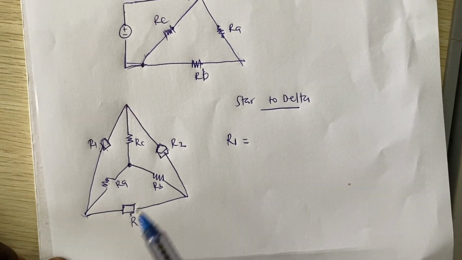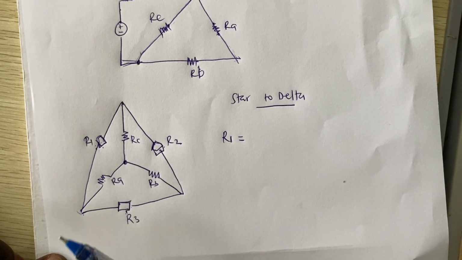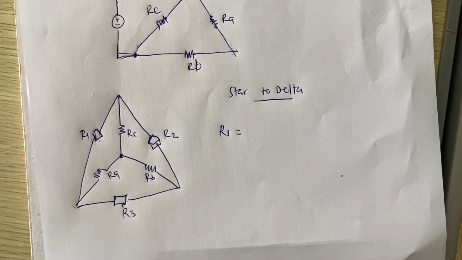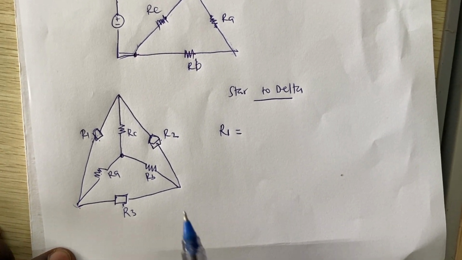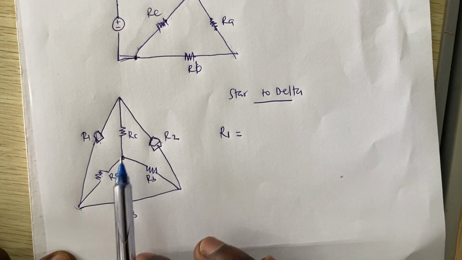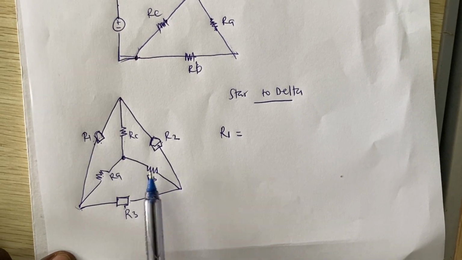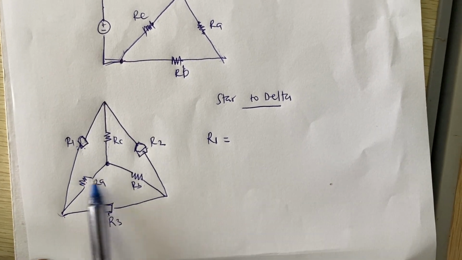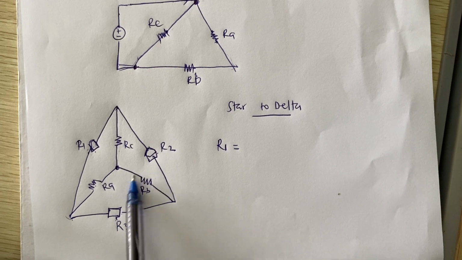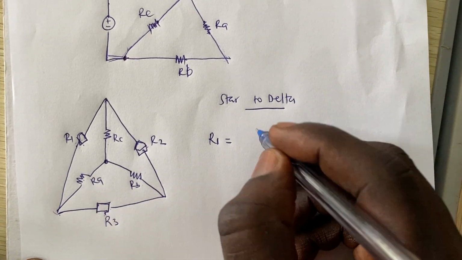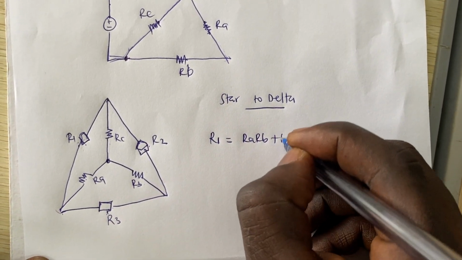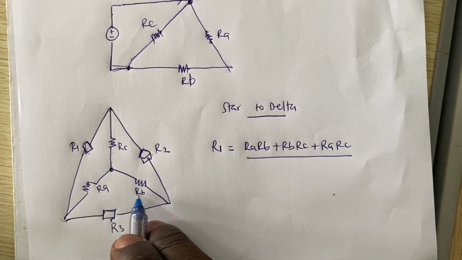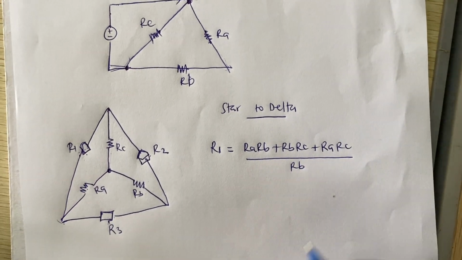So when you take R1, you have to multiply RA by RB, RB by RC, and RC by RA, right? So when you add them up, then you divide it by the resistor that is opposite to what you are finding, right? So when we look at this star connection, the RB is opposite to the R1, which we are finding, right? So after we found the addition of the multiplication, we have to divide it by this single element, right? So to find R1, we are getting RA RB plus RB RC plus RC RA, all divided by what is opposite to the R1, which is RB, right?